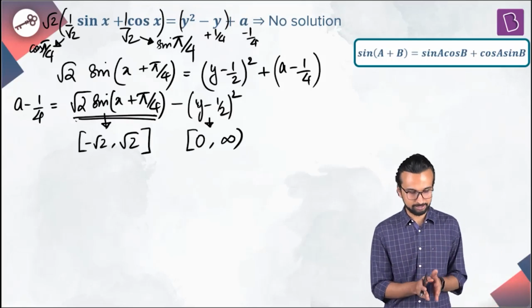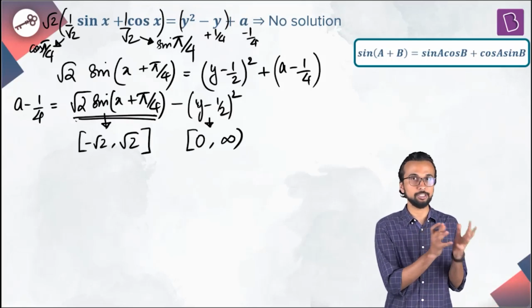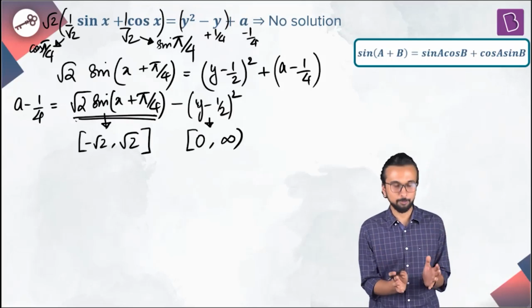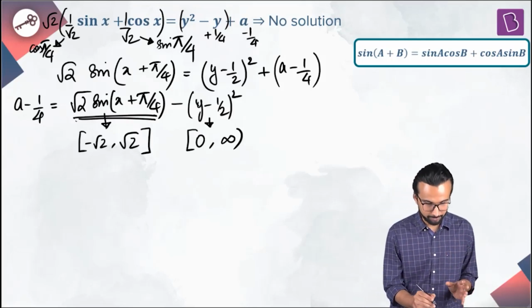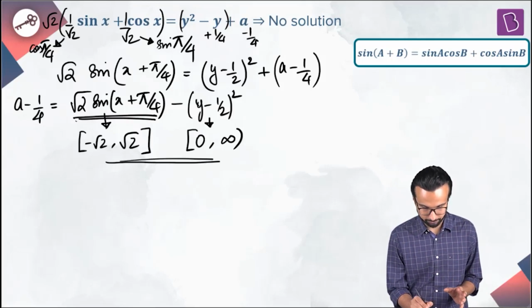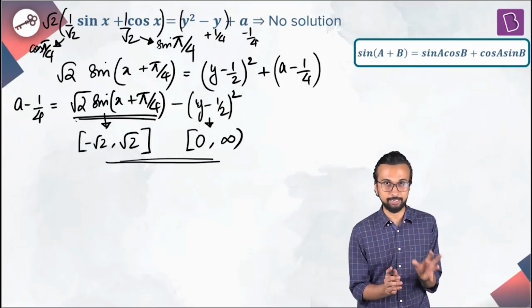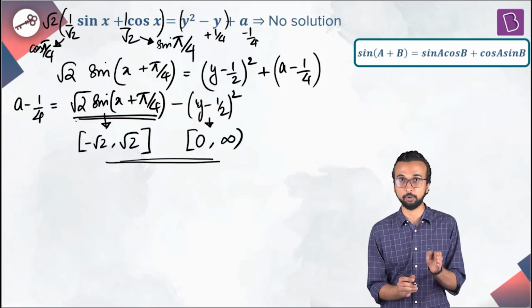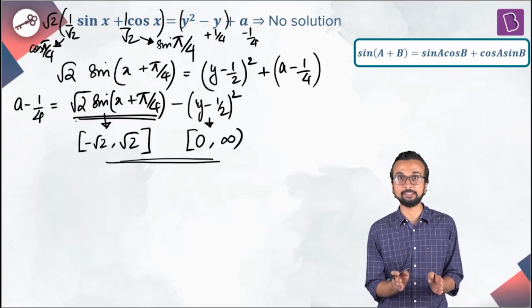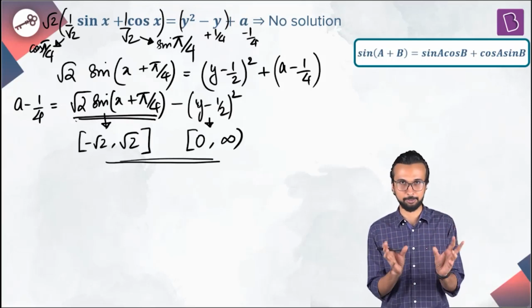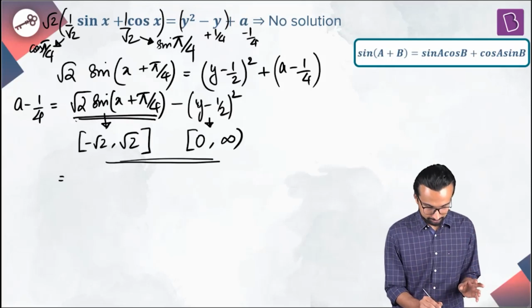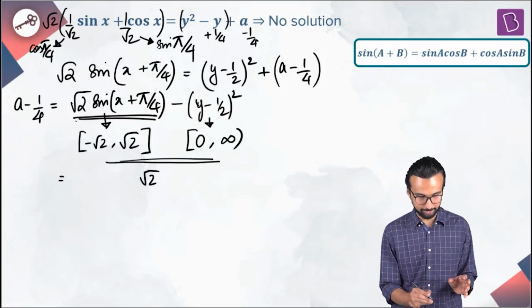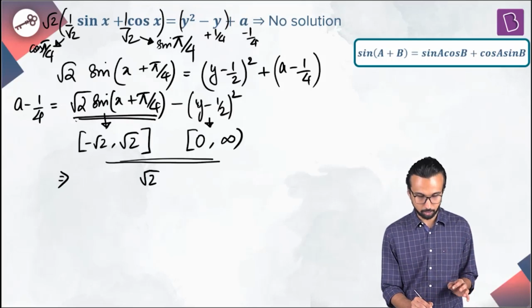But that's a value we are subtracting from the first part. So now let's look at this closely. We can see that the maximum value the whole thing can take is when the first part takes the value root 2 and the second part takes the value 0. You're subtracting both. So you can see that the maximum value this whole thing can take is root 2.